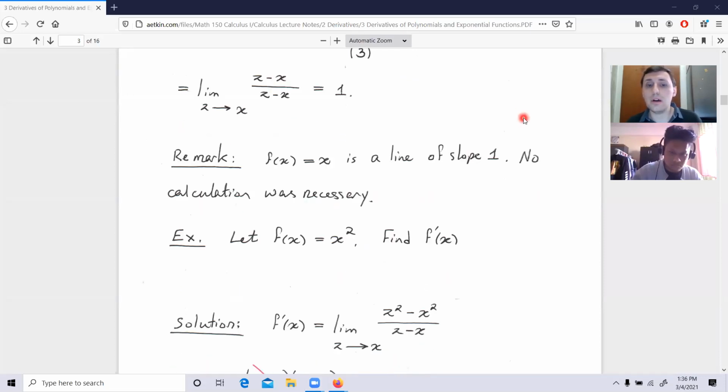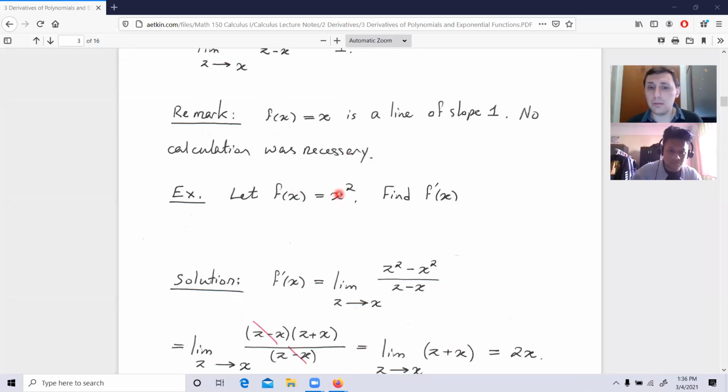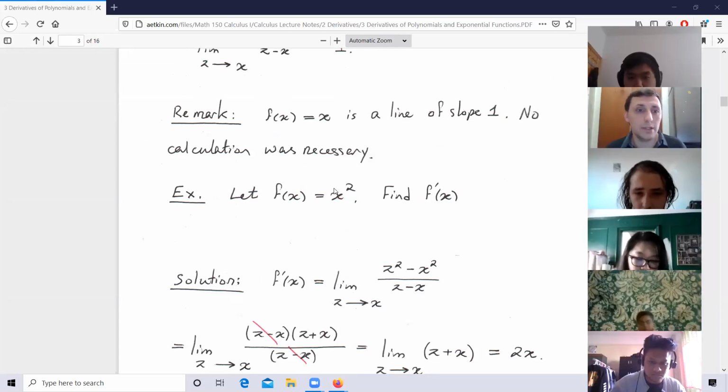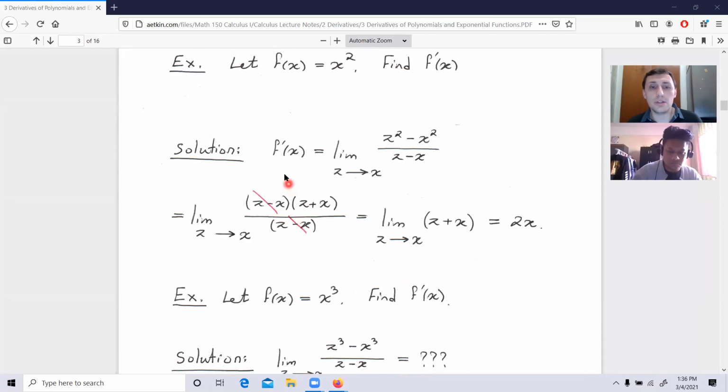Okay, now we are going to try to find the formula for the derivative when f of x equals x squared. We have done that many times, too many times to bother. So of course you just factor z squared minus x squared, you cancel out z minus x, and you get that the limit is 2x.